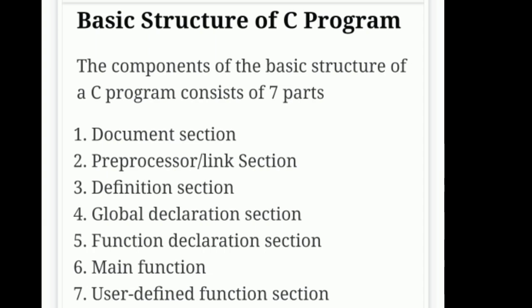What are they? The first one is the documentation section. The second one is the preprocessor link section. The third one is the definition section. The fourth one is the global declaration section, the fifth is the function declaration, the sixth is the main function, and the seventh is the user defined functions.